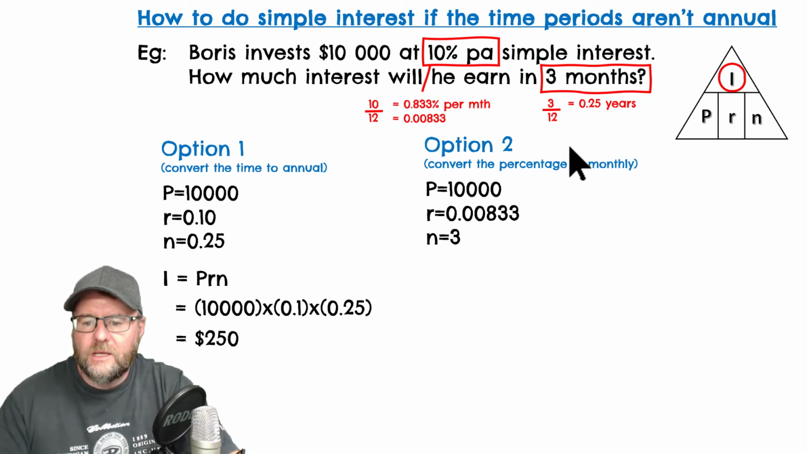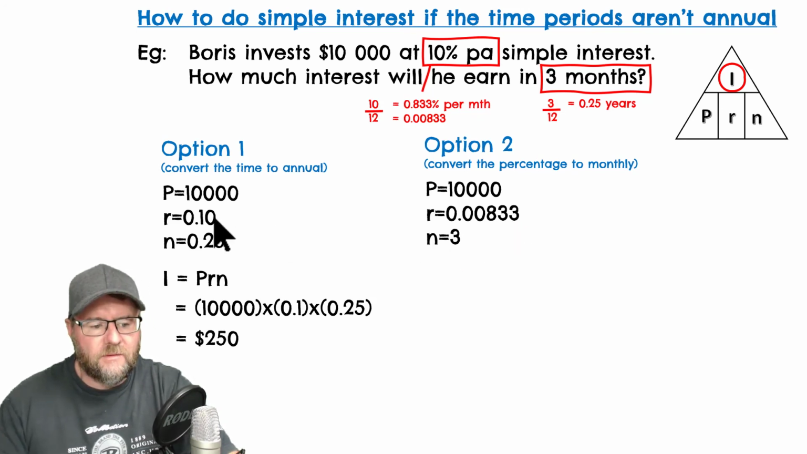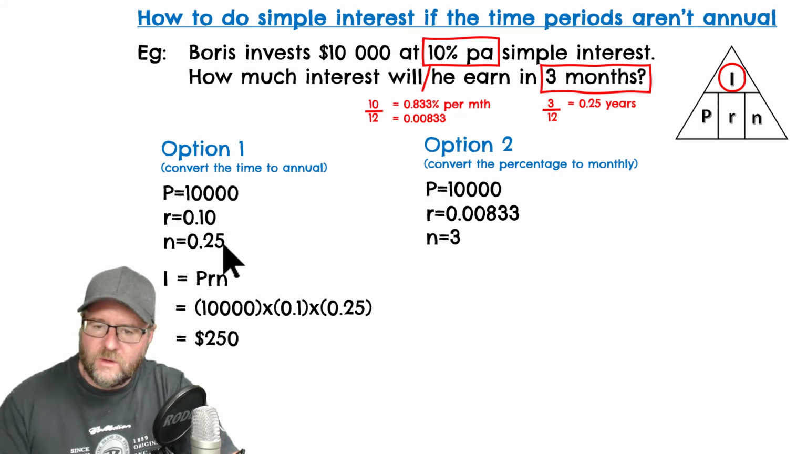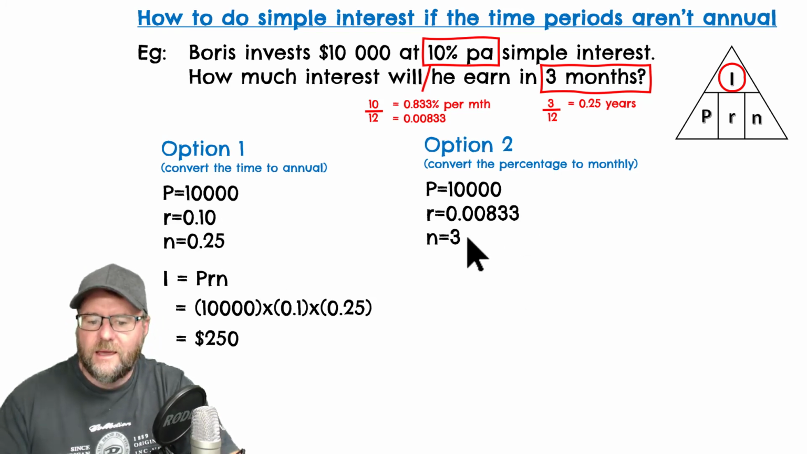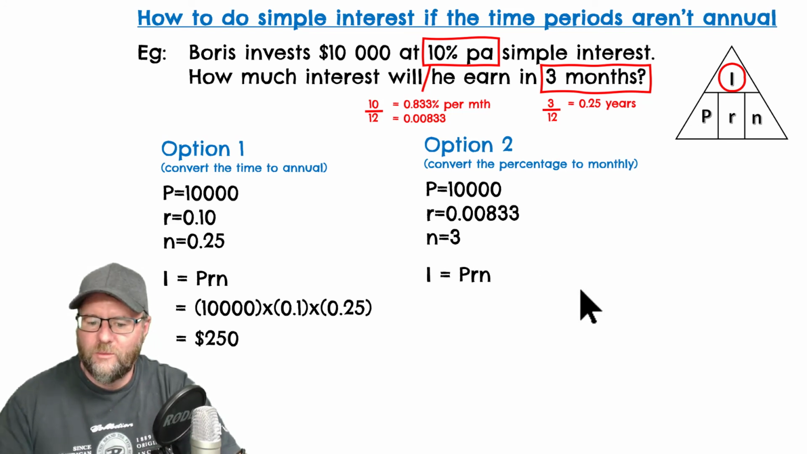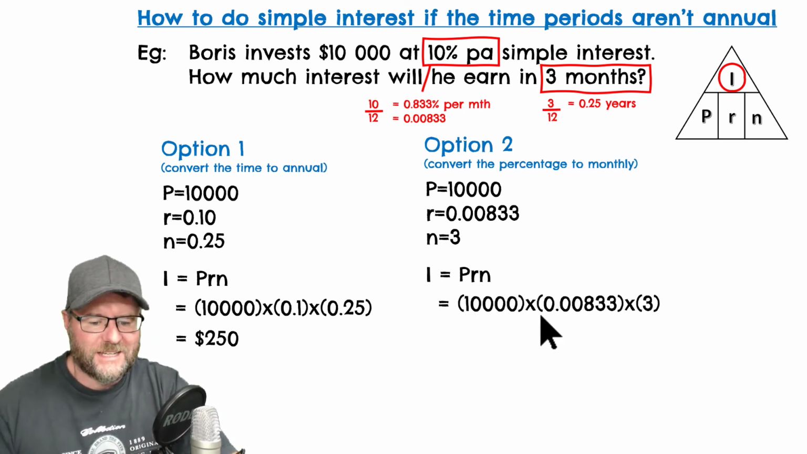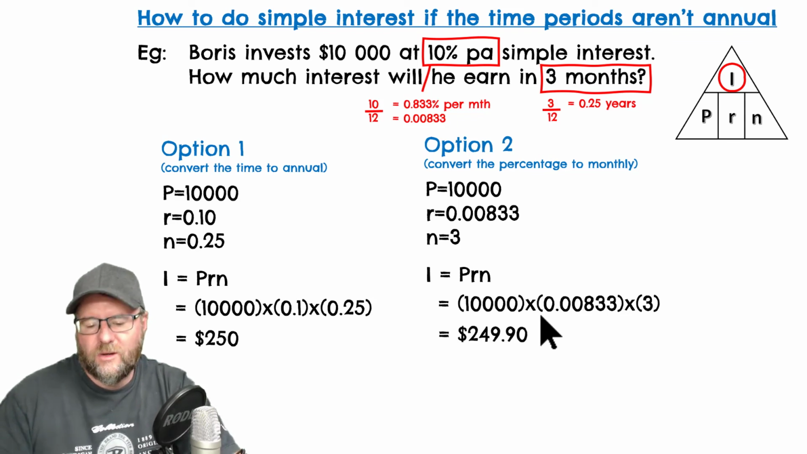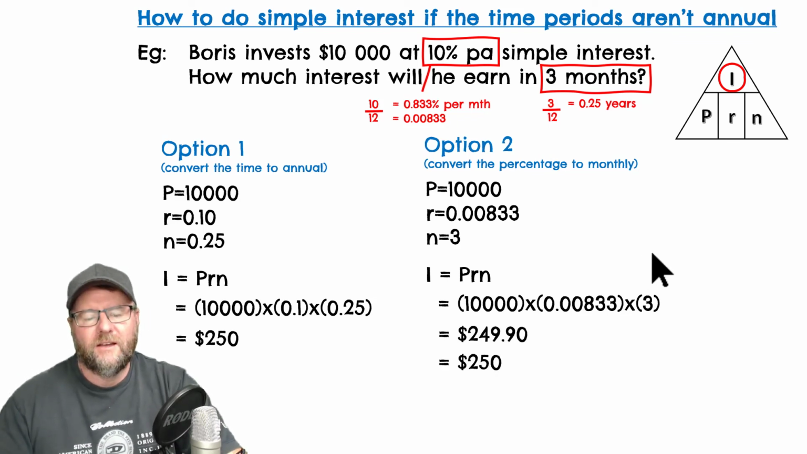But now n is going to be 3 months because this is a monthly interest rate. So we're going to work with monthly time periods. Just like over here, this was a yearly interest rate, so we had to work with yearly time periods. Monthly has to go with monthly. And from there, it's just the same. Just put them into the formula, multiply those three values together, and we get $24,990, or close enough to $250.